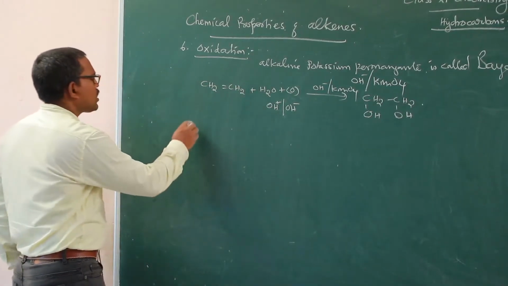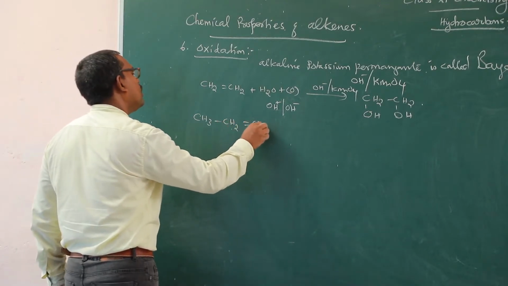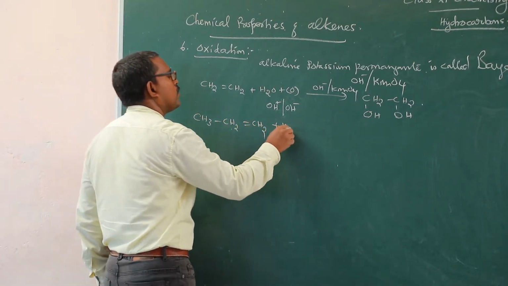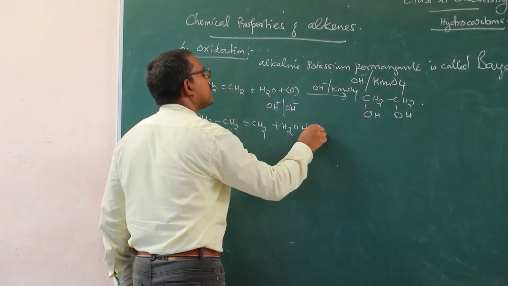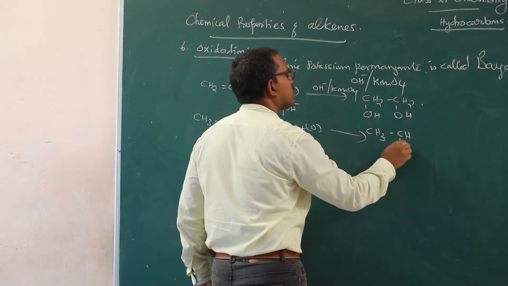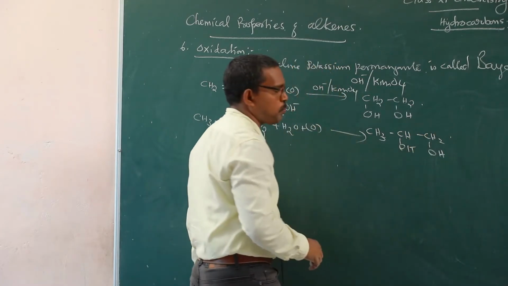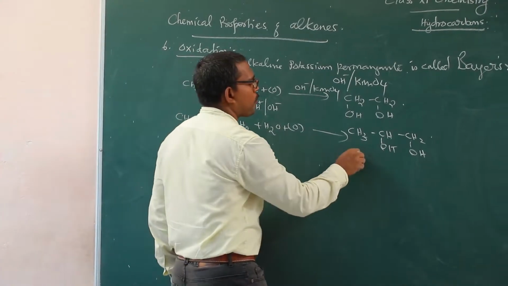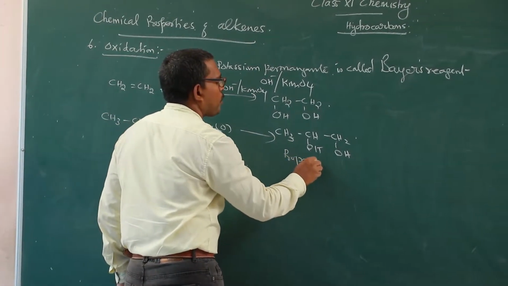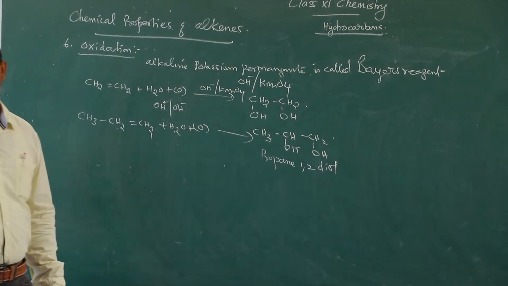Okay. Suppose we are taking propylene. Propylene reacts with Baeyer's reagent, gives CH3, CHOH, CH2OH. This is propylene glycol or propane-1,2-diol as the product.